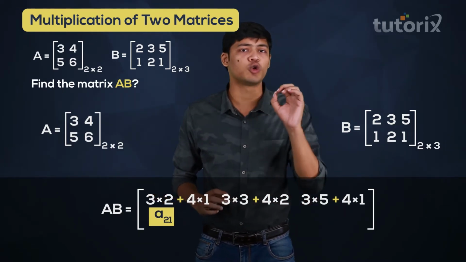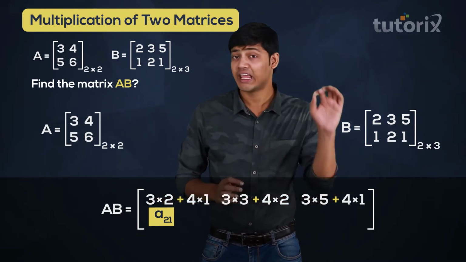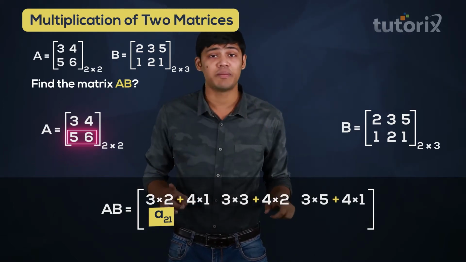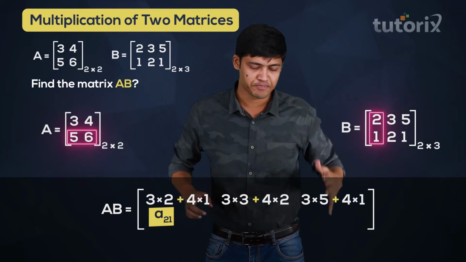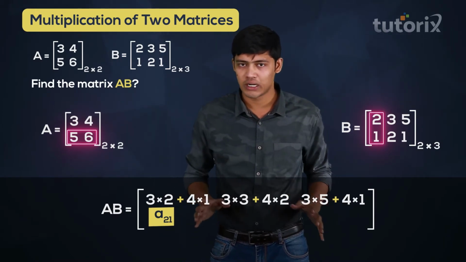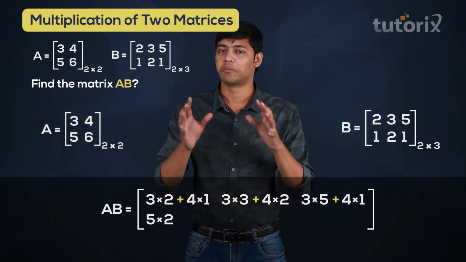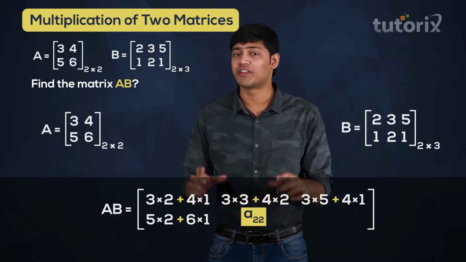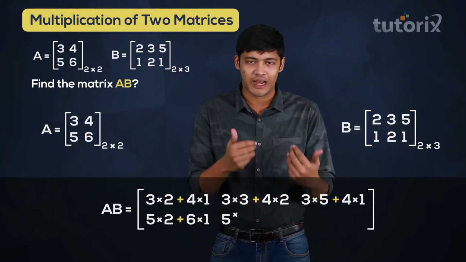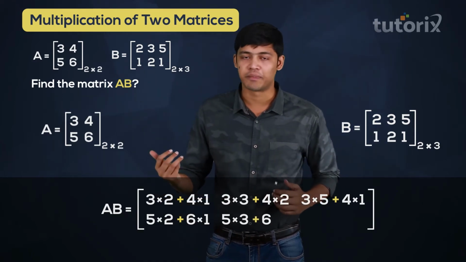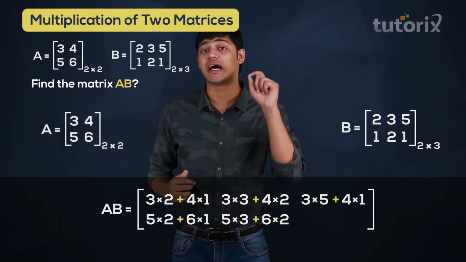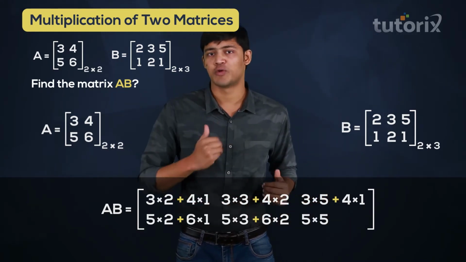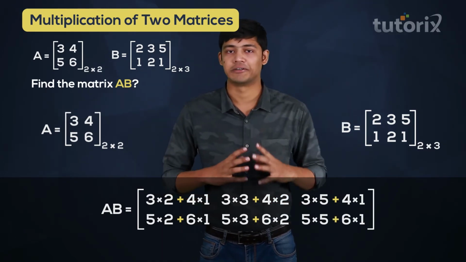For the element A21, we have to multiply each element in the second row of the matrix A with the corresponding element in the first column of the matrix B. So the element A21 will be 5 multiplied by 2 plus 6 multiplied by 1. Similarly, the element A22 of the matrix AB will be 5 multiplied by 3 plus 6 multiplied by 2. And finally, the element A23 of the matrix AB will be 5 multiplied by 5 plus 6 multiplied by 1.